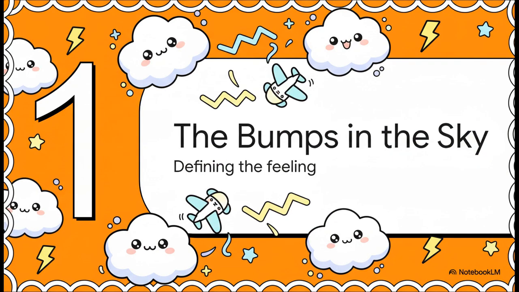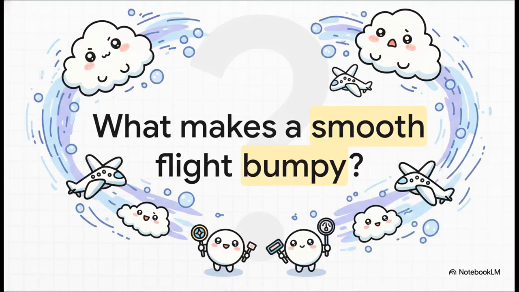All right, so let's start with something we've all felt. That feeling. The shakes, the bumps. But what is actually going on up there? It just feels so random, doesn't it? One minute you're cruising along, everything's smooth, and the next you're feeling that jolt. You look out the window and the sky looks perfectly clear, but the plane is definitely getting jostled around. So what's causing that invisible disturbance?